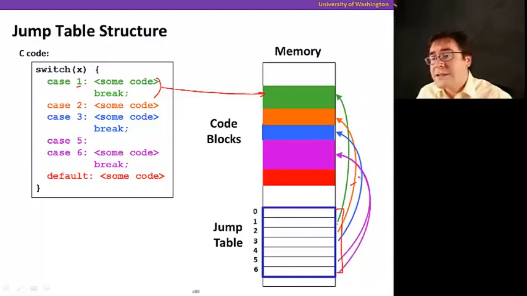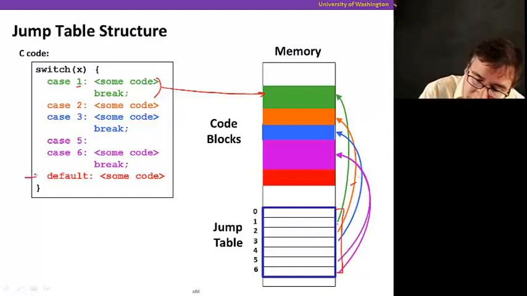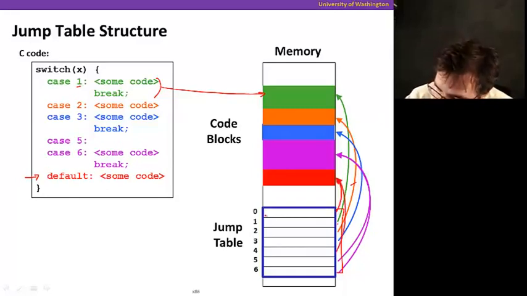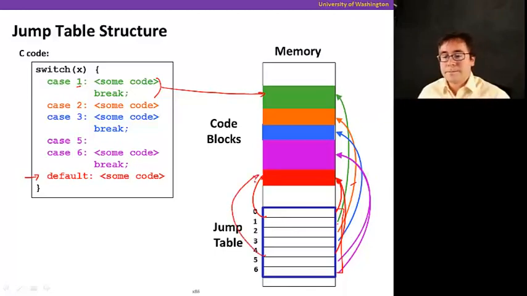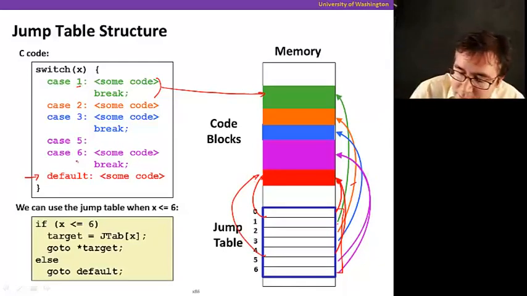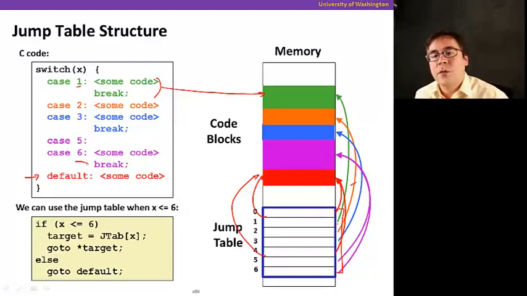Okay. Now note there's an interesting case here, which is the default case. The default case, as I said before, gets executed if the value of X happens to be none of the values explicitly defined by cases. So here, if it happens to be 0, we're going to jump to the default case. If it happens to be 4, we're going to jump to the default case. And we can use a jump table as long as the value is lower than 6. For any other value that's greater than 6, we're going to execute the default code, the default block.